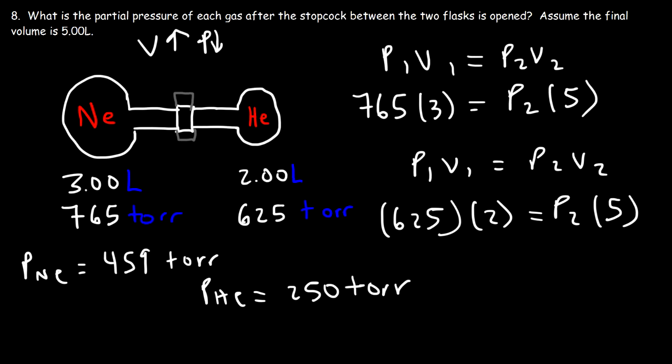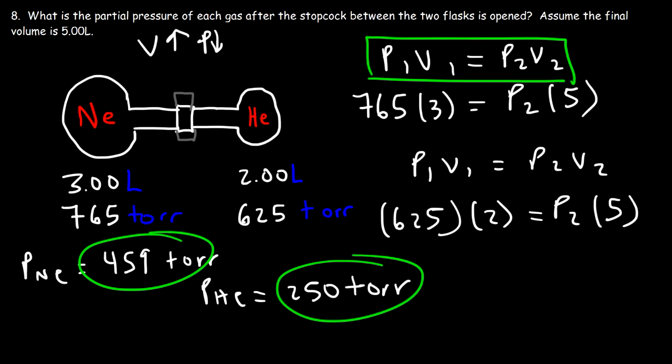So for this type of problem, all you need to use is Boyle's law for each gas separately. You just need to find out what the new volume is going to be and then calculate the new pressure. And then if you need to find the total pressure, simply add these two values. So the total pressure after the stopcock has been opened is 459 plus 250, which is 709 torr. And so this is the answer.